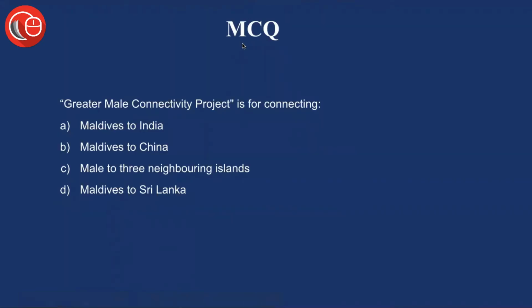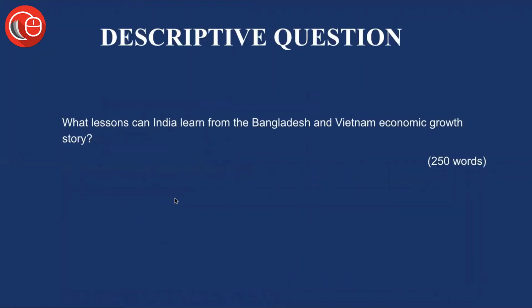With this, let's see what the multiple choice question for the day is. The Greater Malay Connectivity Project is for connecting Maldives to India, Maldives to China, Malay to three neighboring islands, or Maldives to Sri Lanka. You can write down your answer in the comment section below.